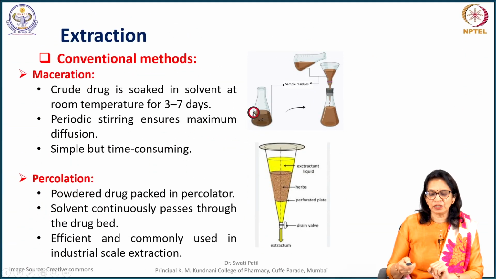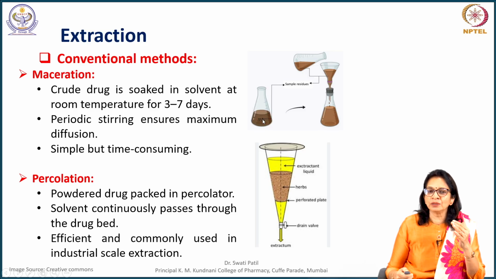This is simple maceration, where the drug is kept in contact with the solvent for 3 to 7 days, and periodical stirring assures that the solvent surrounding each drug particle is exposed to new solvent around it. So, by just swirling this, whatever solutes have diffused in the solvent are distributed evenly. This is then simply filtered and this is our macerate. So, this is just by keeping the drug in contact with the solvent.